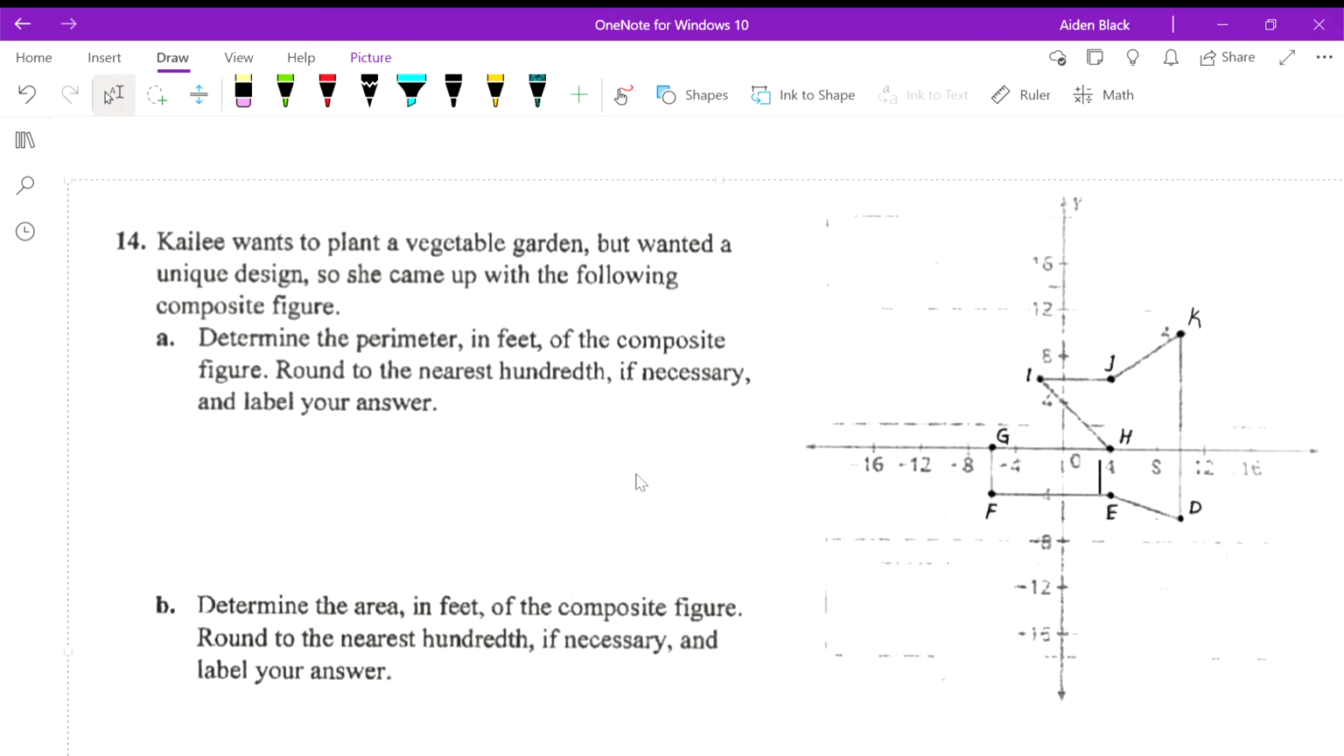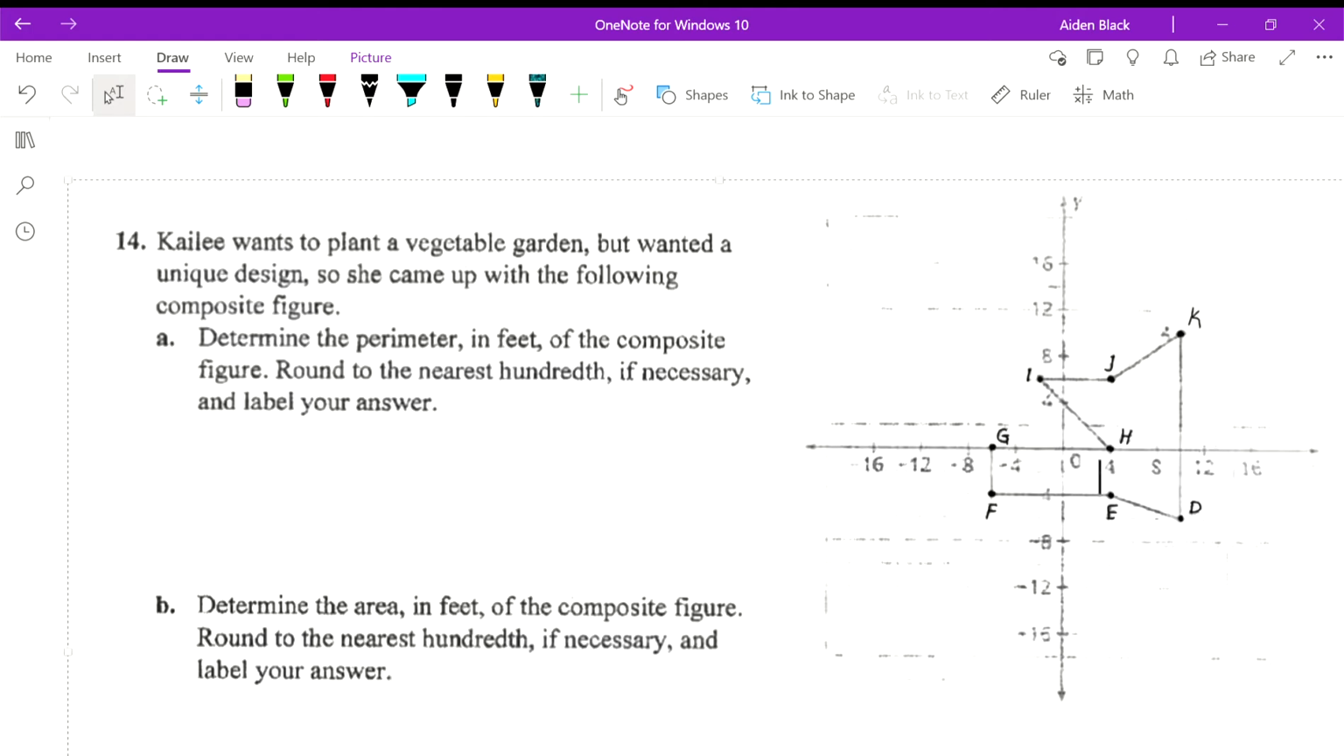Okay, so Kaylee wants to plant a vegetable garden, but wanted a unique design, so she came up with this crazy garden. I don't know why she made it so crazy. Well, it's cool. It's a cool one. So, we want to know the perimeter in feet of this garden.